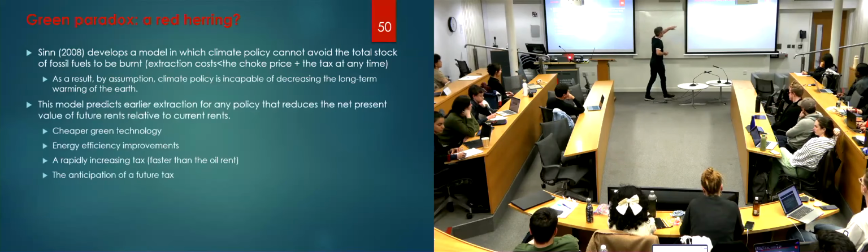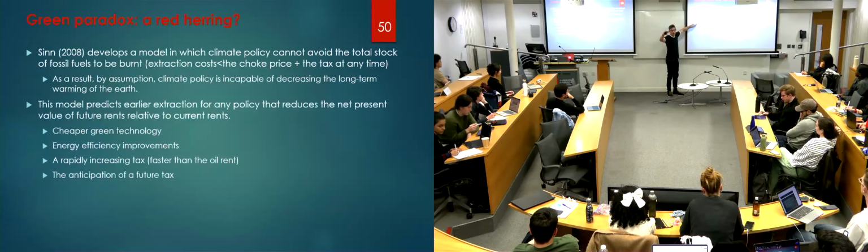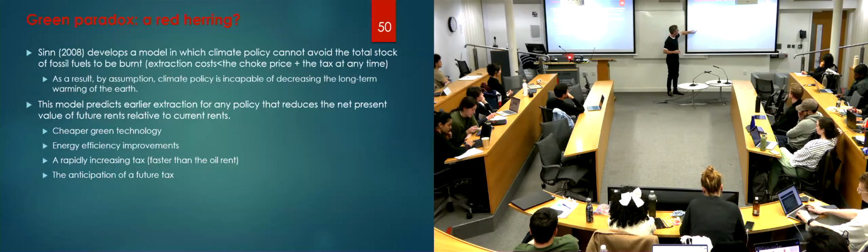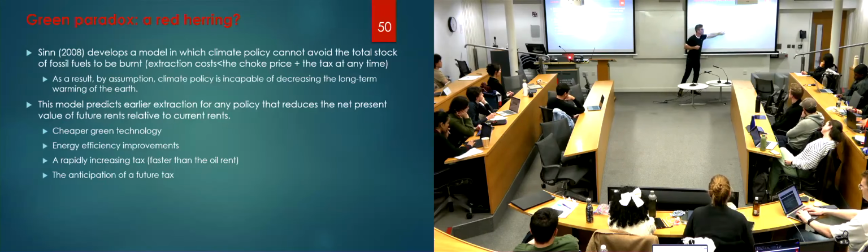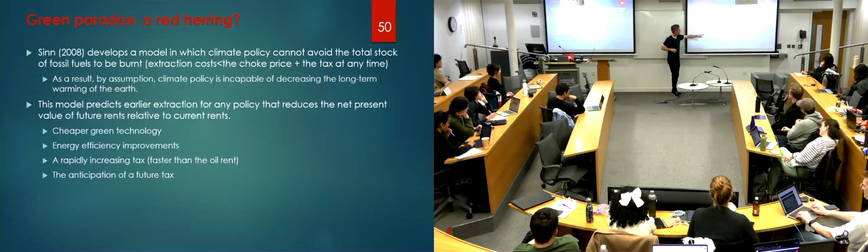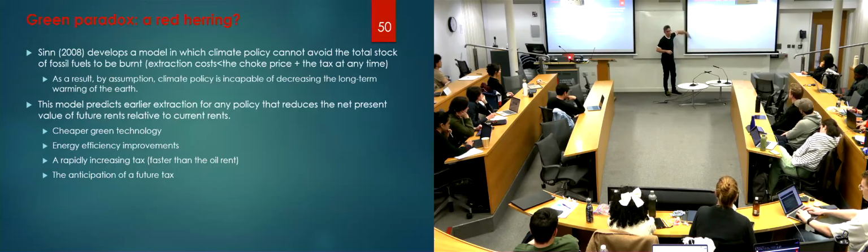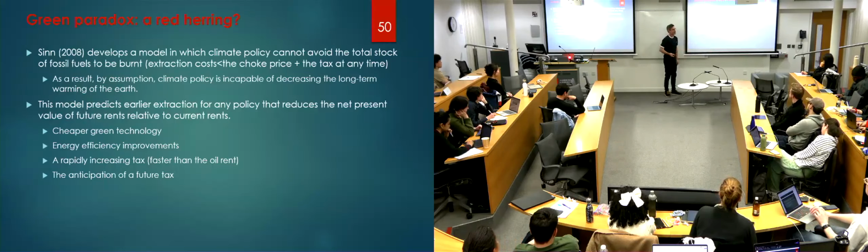Now, that would apply to many things. Cheaper green technology, a lower backstop price, we get more cheaper oil today. Energy efficiency, cheaper oil today. A rapidly increasing tax, faster than the oil rent, so faster than the discount rate, faster than the Hotelling rule. That's actually a non-optimally fast carbon price. All that would create this green paradox, a feedback.